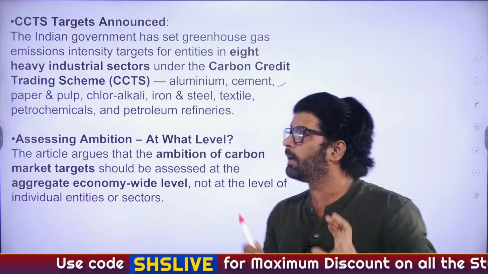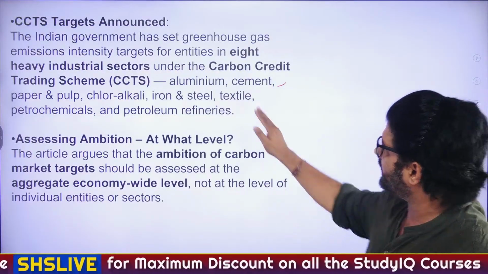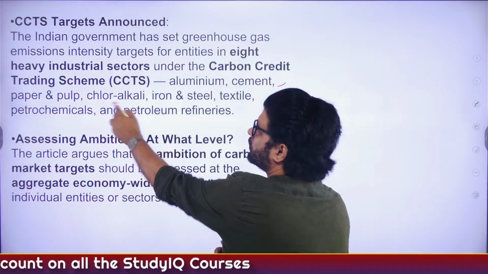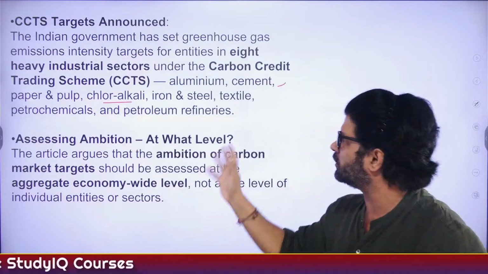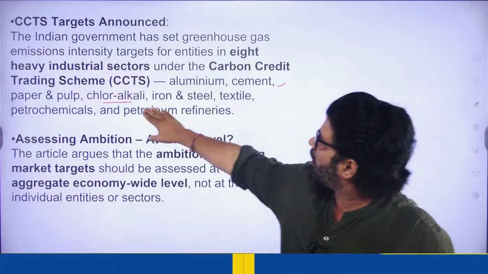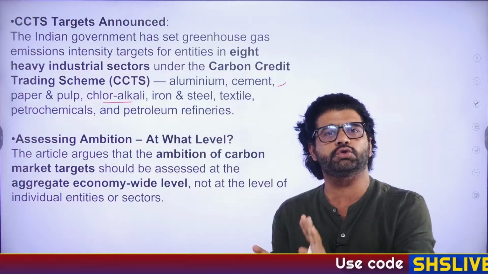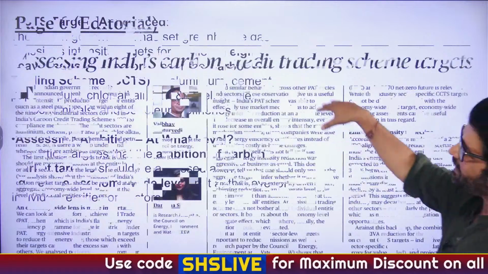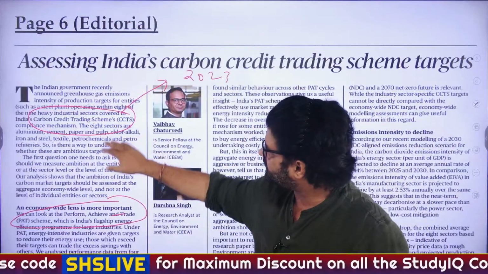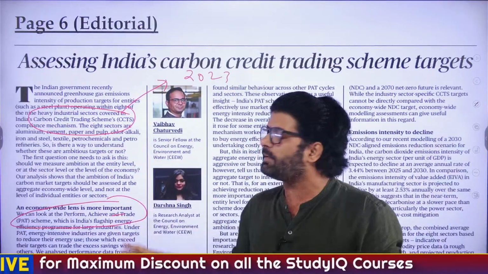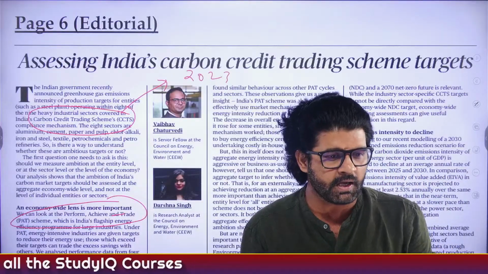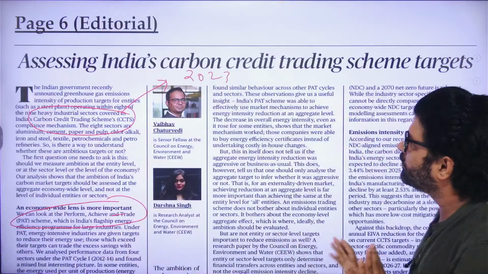That was the aim. But now they are setting individual targets for the aluminium industry, cement industry, chlor-alkali, which is related to chlorine production, salt production, sodium chloride production. So all these industries individually also should reduce carbon emission. These two authors are not agreeing with this whole phenomenon. We have just seen the difference between CCTS and PAT, which is one of the most important things for today's Hindu. If you understand that, you are understanding most of the things.